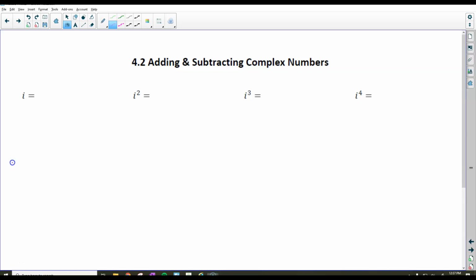Okay, so remember, I told you just a few minutes ago, i equals the square root of -1, correct? So i just equals i. Just write i. Okay, i squared. Let's talk about i squared. Remember, i equals what? The square root of -1. Let's square that. What happens when you square a square root, y'all? What happens when you square a square root? So i squared is -1.